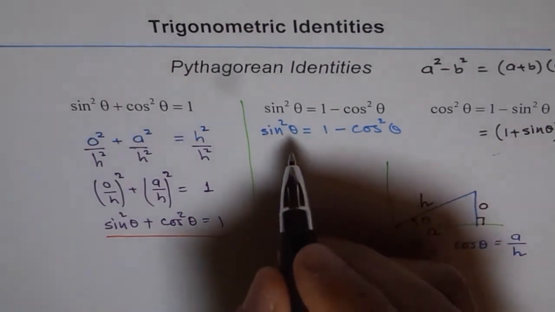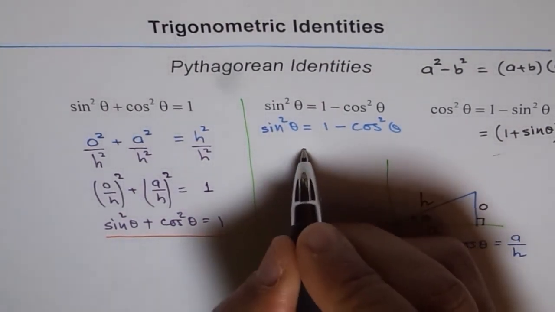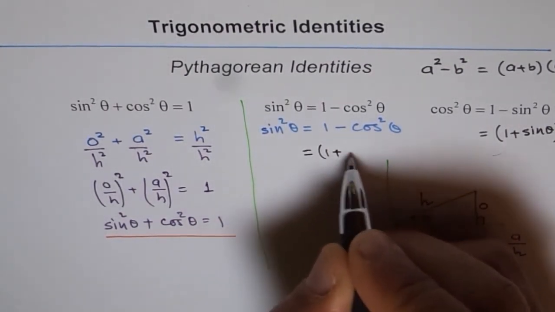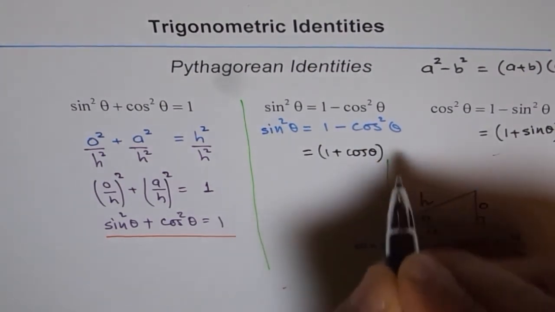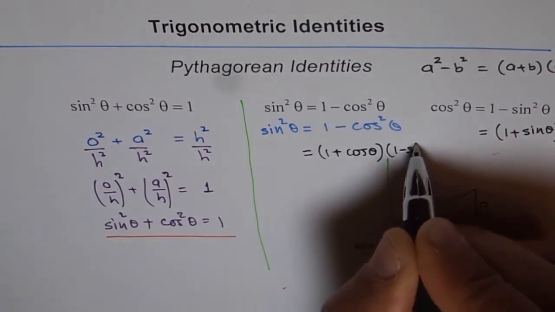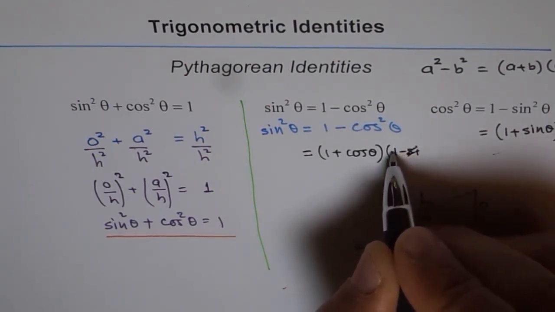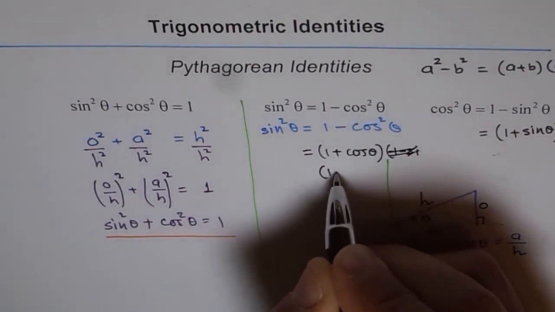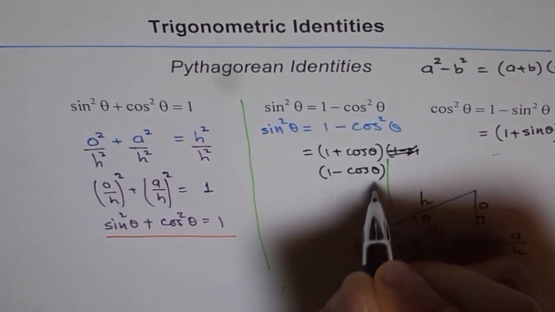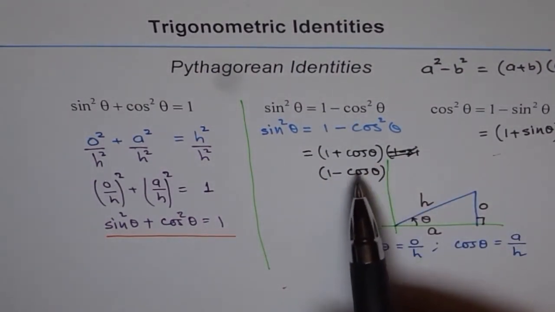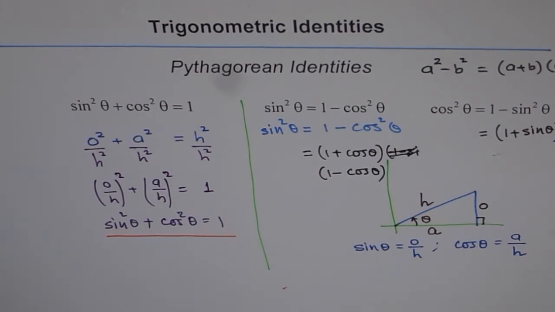Similarly, I can write sine square theta as 1 plus cos theta times 1 minus cos theta. So it's the product of 1 plus cos theta and 1 minus cos theta also. You can add this to your list of trigonometric identities, which are very, very helpful to prove identities.